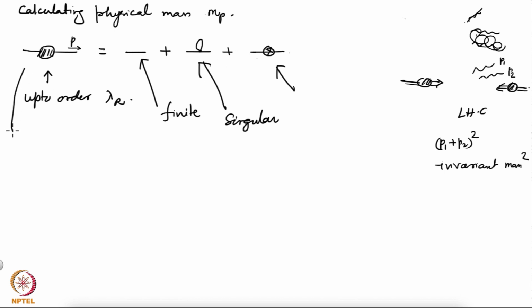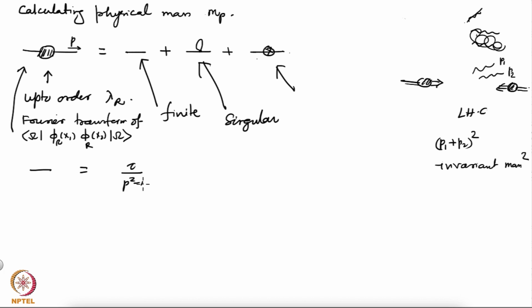Okay, so let's calculate this just to be a little bit clearer. This object is now a Fourier transform of this. Okay, this is how we had looked at this 2-point function in the Fourier space, in the momentum space. Okay, so this is what I'm looking at, where the fields are having this subscript r. Okay, these are correlators of renormalized fields. Okay, so let's look at the first term. The first term in the expansion is simply i over p square minus m square plus i epsilon.